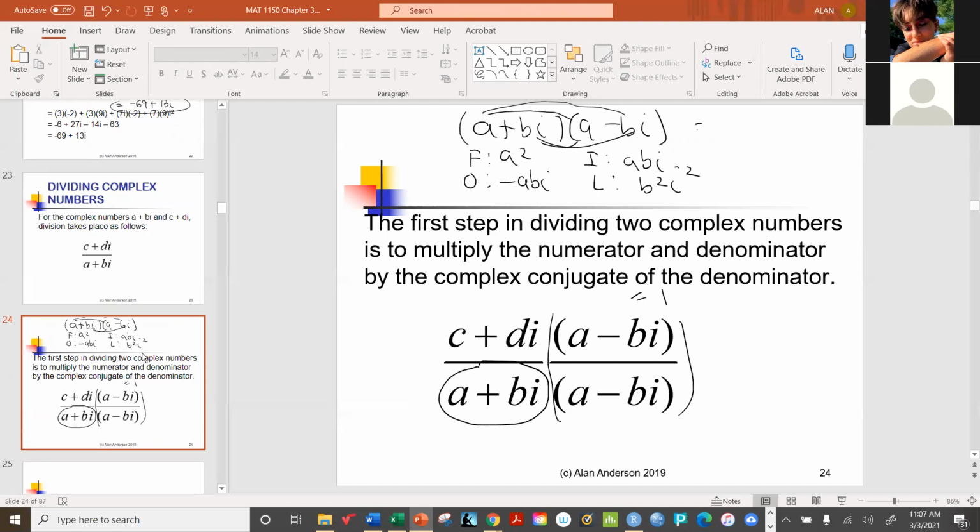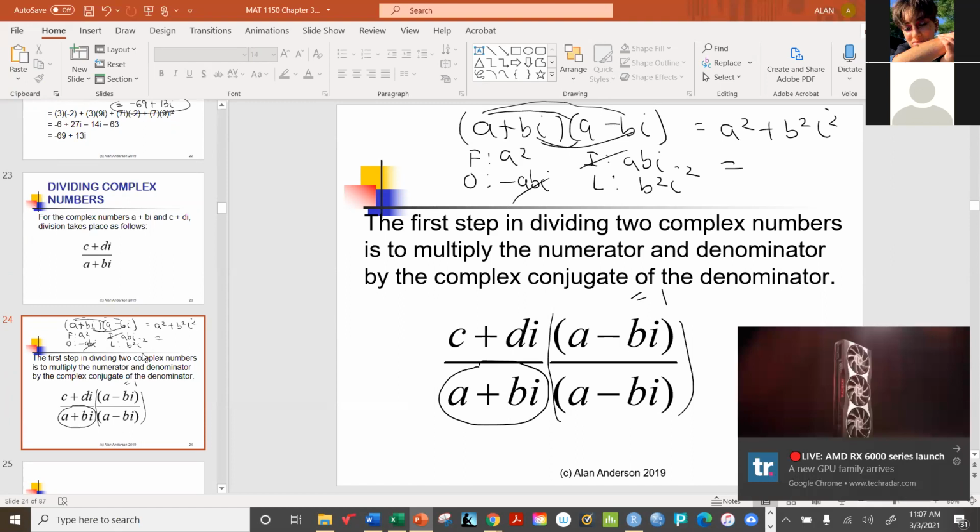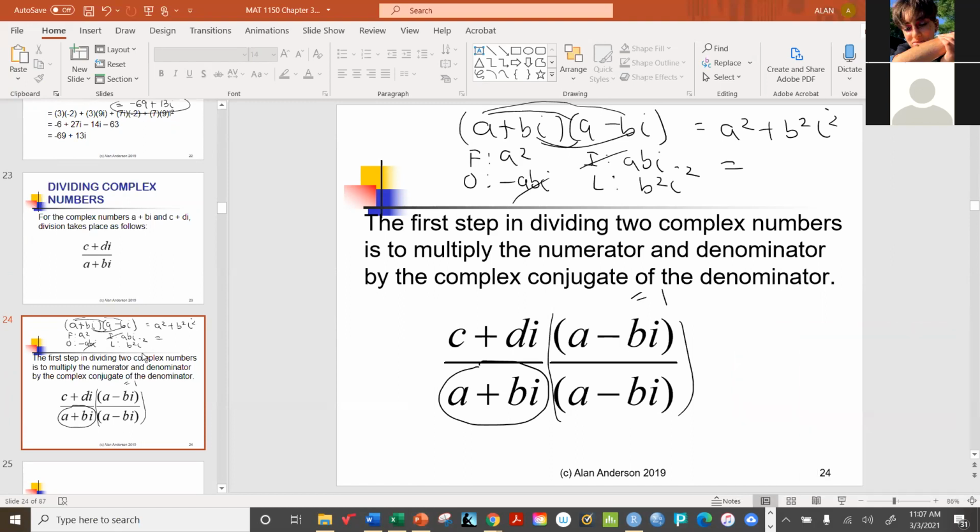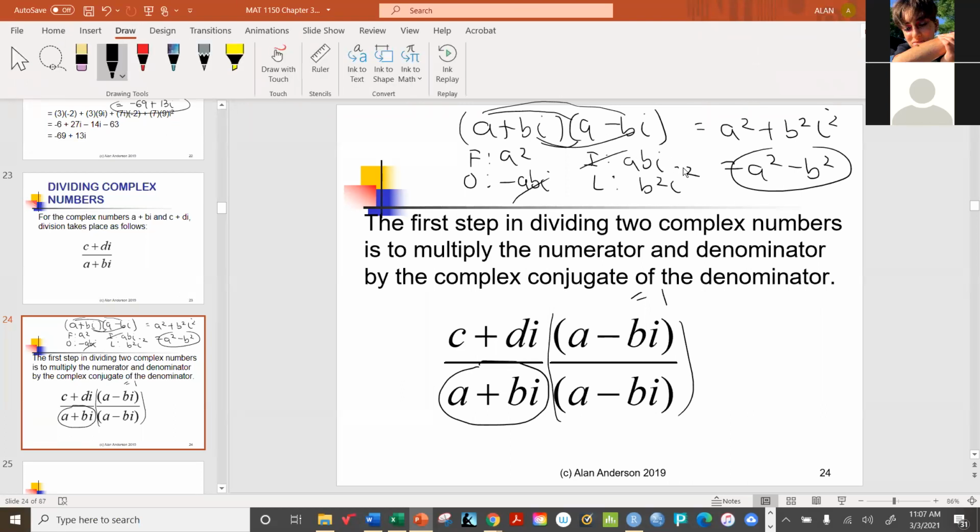So you're going to wind up with A squared. These will drop out, plus B squared i. Sorry, this is B squared i squared. And so this i squared is -1. So look how simple this becomes: A squared minus B squared. And those are both real numbers. So no matter what's going on in the numerator, you're guaranteed to have two real numbers in the denominator. That's why we like this approach.